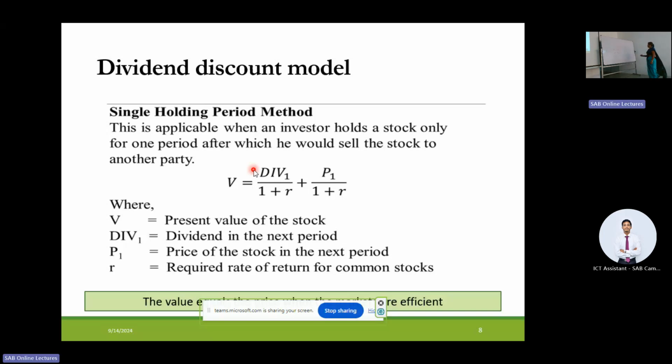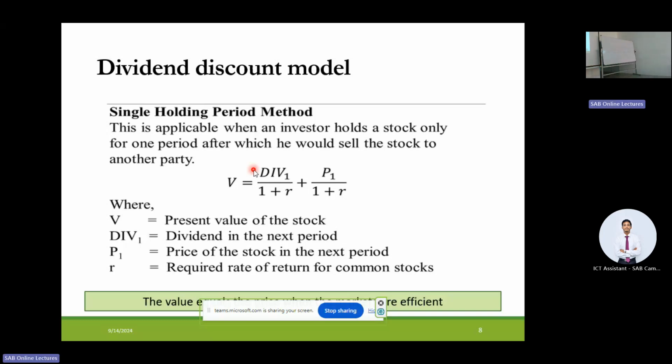This is the required rate of return for the, say, debt holders or the bondholders. This here is the required rate of return for the equity holders, which is high. Are they the same? Why?